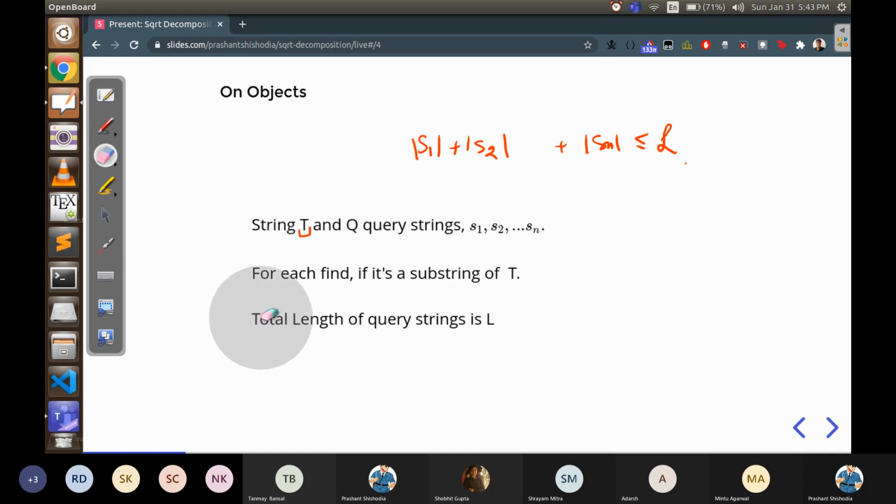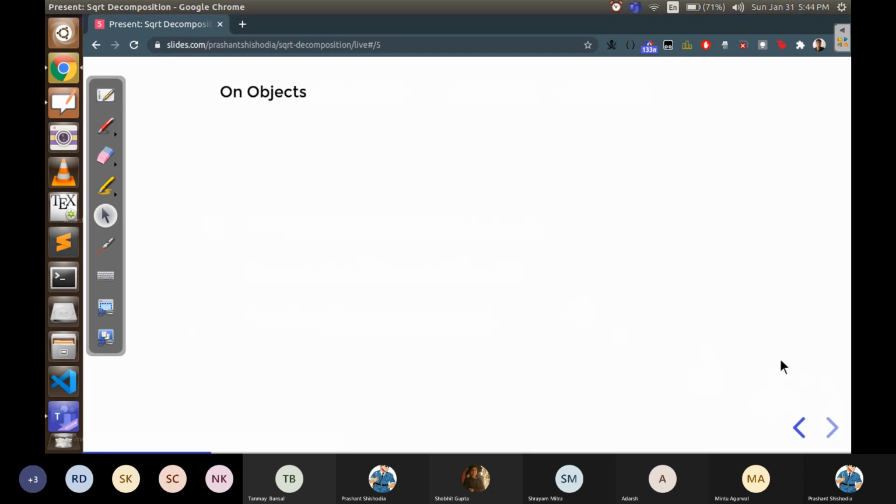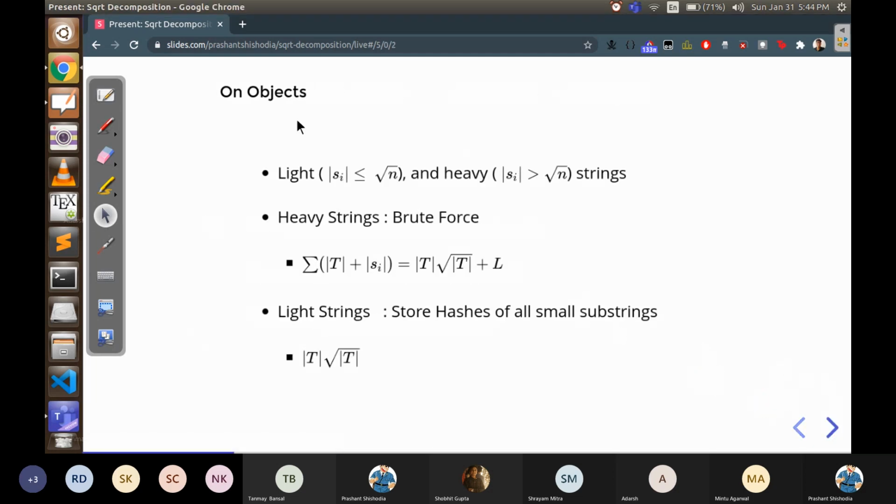We do not have ranges here. We have objects. So we categorize objects depending on their size. If a string has size less than root n, I'll call it light, and if it has size greater than root n, then I'll call it heavy.